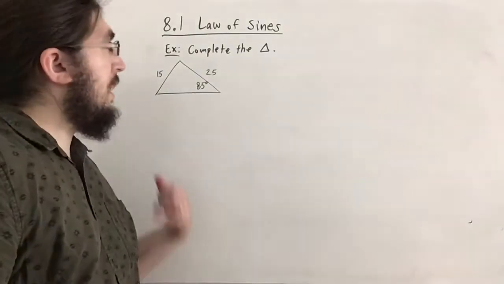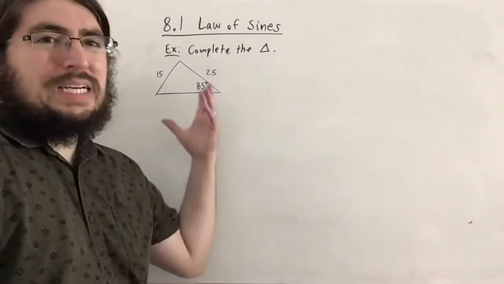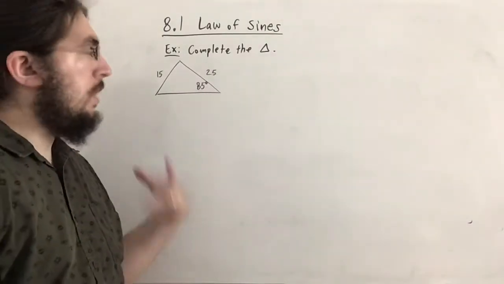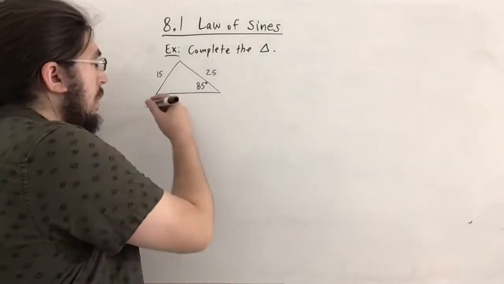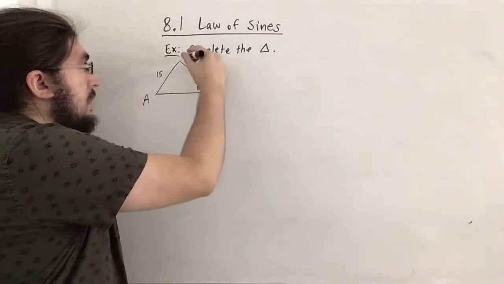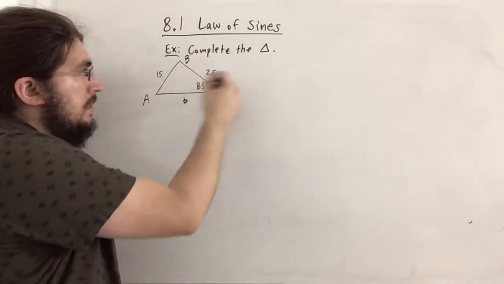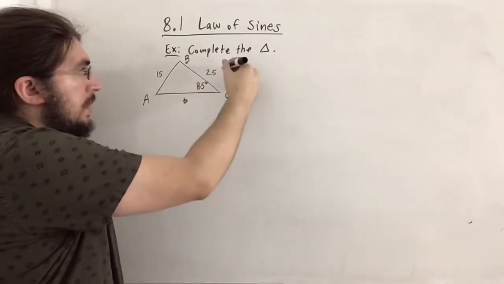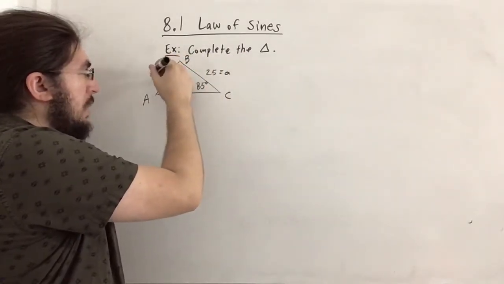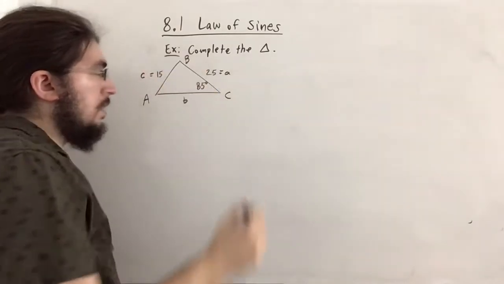All right, so here we're asked to complete the triangle. We're not actually given any labeling here, so we can choose whatever labeling we want. I'll call this ABC like this. So of course this will be lowercase b, and this is a lowercase a, and this is lowercase c. So that I think will kind of help things a little bit.